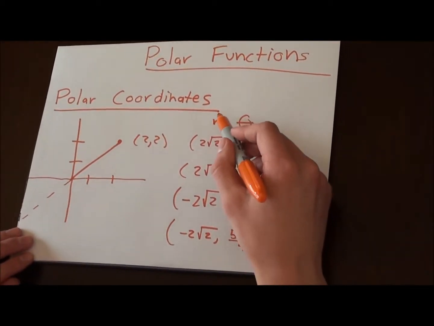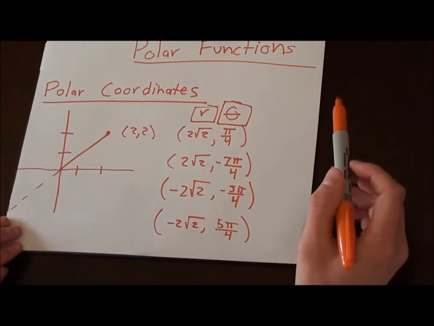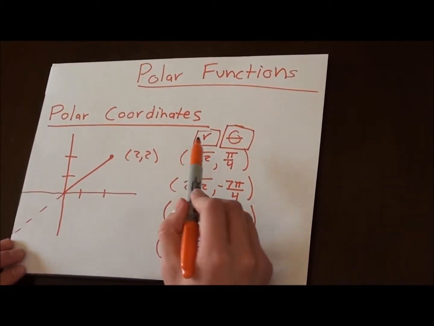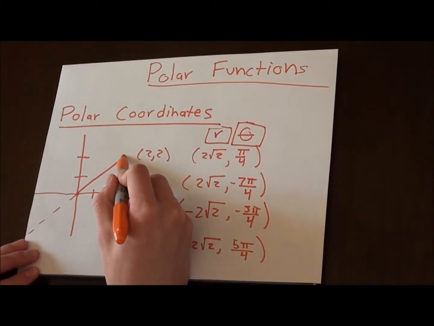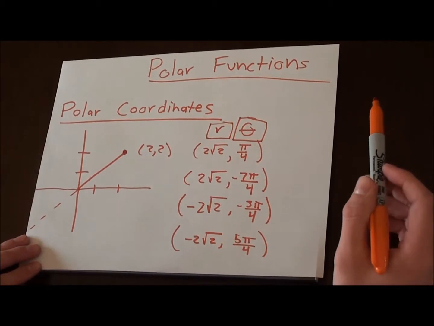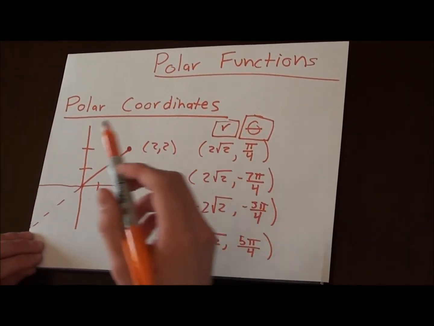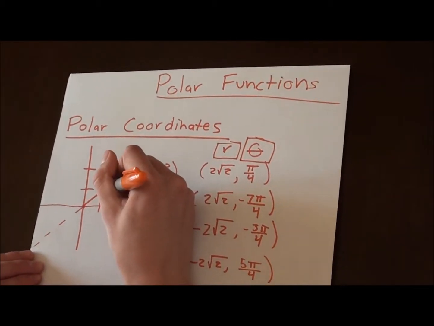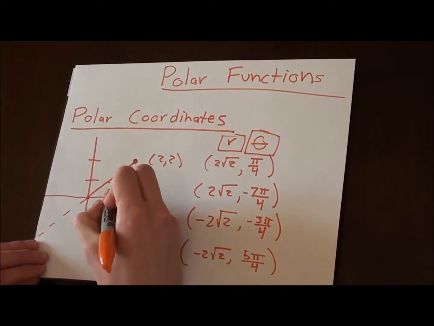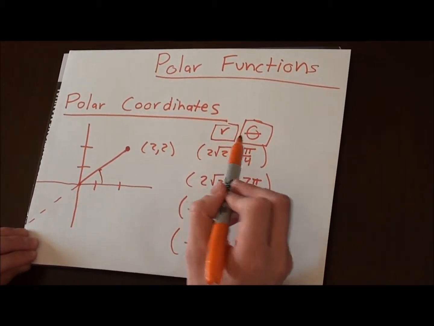You start out with r and a theta, and if I have the point (2, 2), my r is going to be the distance from the origin to the point (2, 2) right here. And that is 2 square root of 2 using the Pythagorean theorem. And so normally you'll start off with the angle, so you go up pi over 4, and then the distance is 2 square root of 2, so this is where this point comes from.